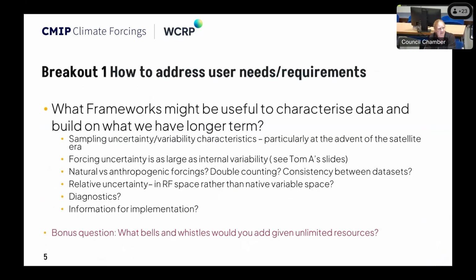Next slide. And then the second question is what frameworks might be useful to characterize the data and build on what we have longer term. And here, possibly my professional background is showing, things like sampling uncertainty, variability characteristics, certainly going from the pre-satellite to the satellite to scenarios. We've had a lot of discussion about that. It's made me think a lot. Tom Aubrey's slides, forcing uncertainty is as large as internal variability. How do we want to think about that? And I've had a couple of conversations about how we present that information.